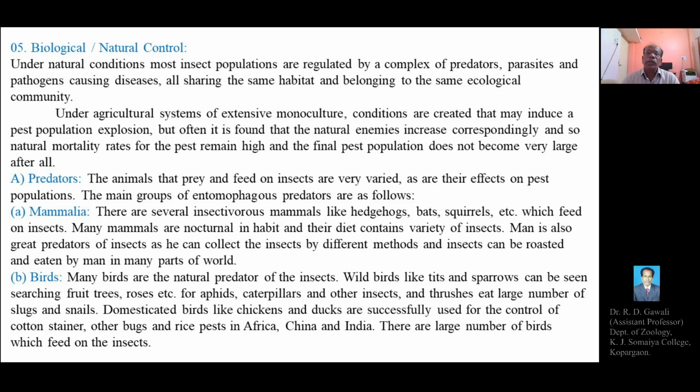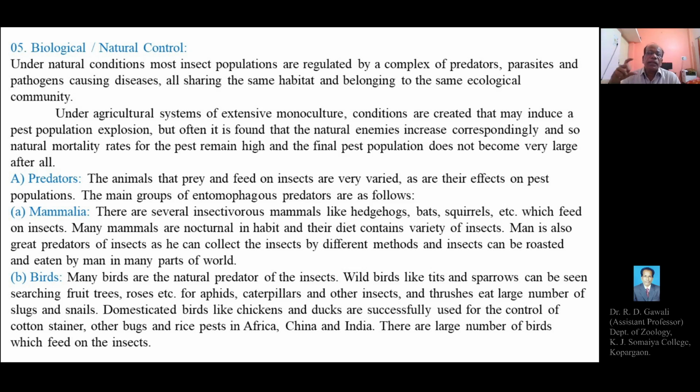Man is also a great predator of insects, as he can collect insects by different methods, and insects can be roasted or fried and eaten by man in many parts of the world.